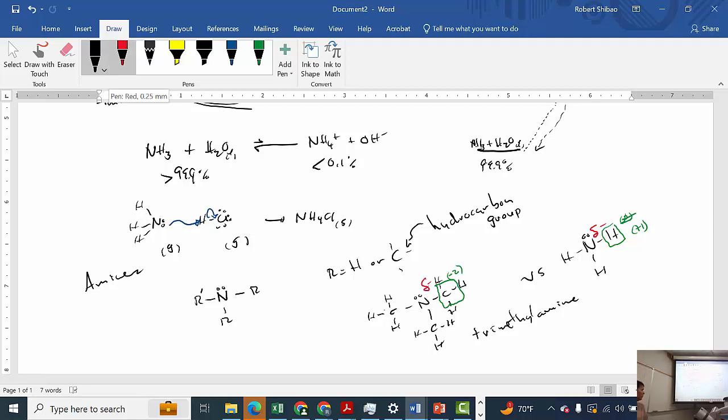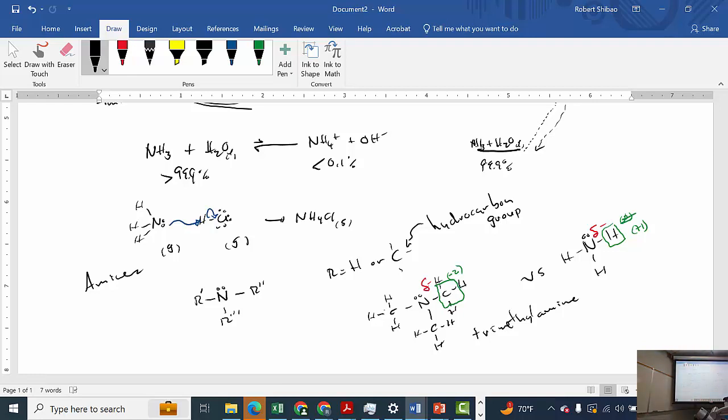So we signify this by writing R prime, R double prime, R triple prime, meaning that they don't have to be the same. They can be the same, but they don't have to be the same. So in other words, I could throw an ethyl group there, like I have a dimethyl ethyl amine, or 2 ethyl groups, or actually diethyl methylamine, something like that.